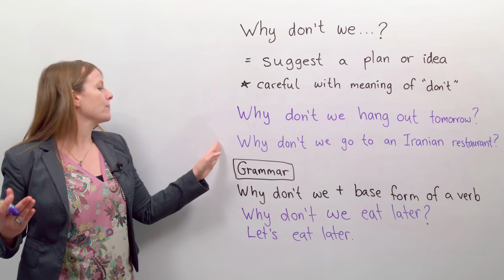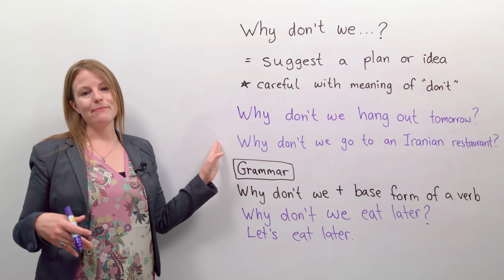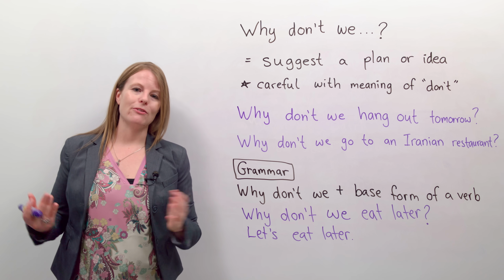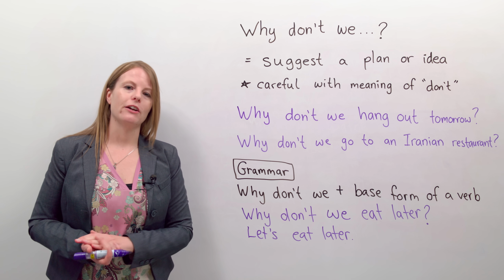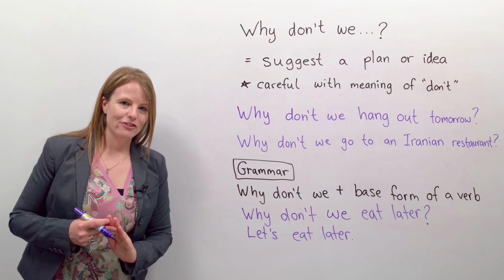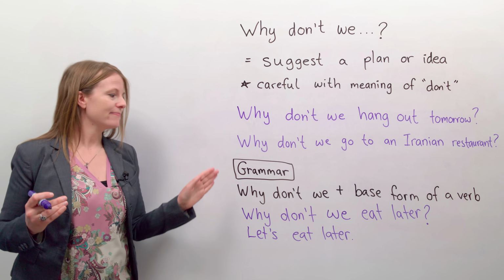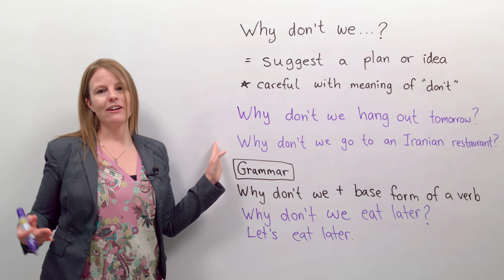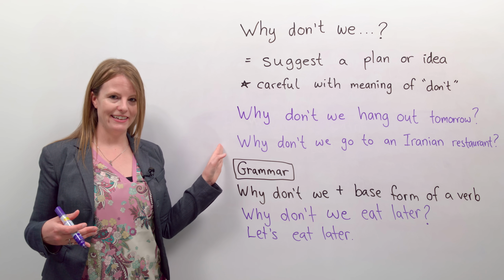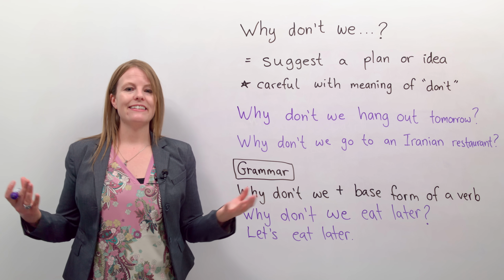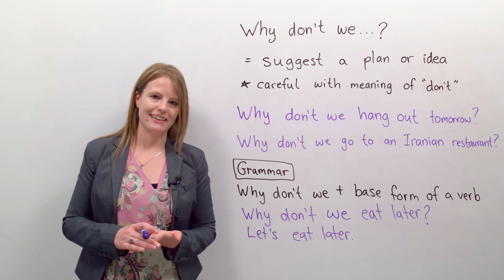Here's another example. Why don't we go to an Iranian restaurant? So this is something I often say to my friends when we're talking about what kind of food do you want to eat tonight? What restaurant should we go to? I usually suggest Persian food. I think Persian food is delicious. So usually with my friends, I say, why don't we go to a Persian restaurant tonight? Or why don't we go to an Iranian restaurant tonight? And again, that means I'm giving the suggestion, let's do this. Let's go to a Persian restaurant tonight.